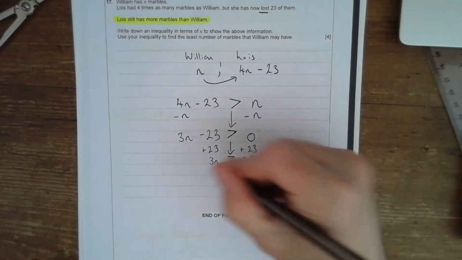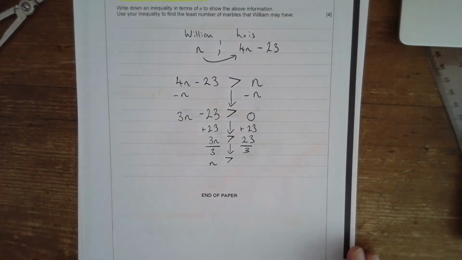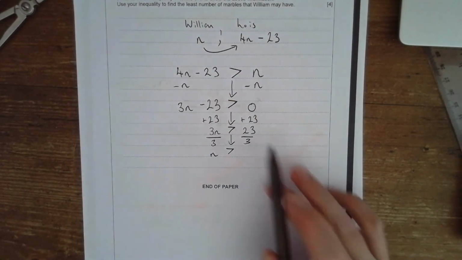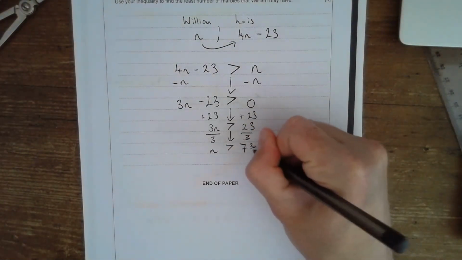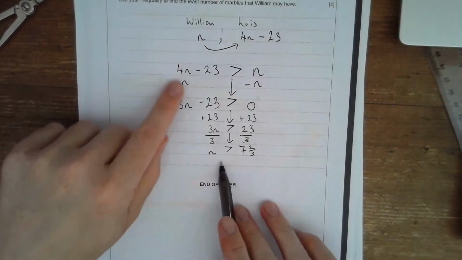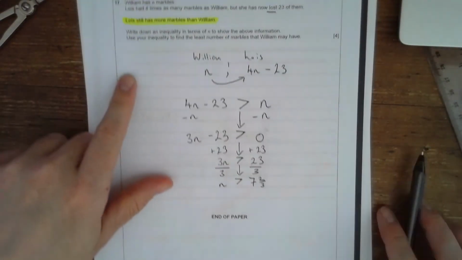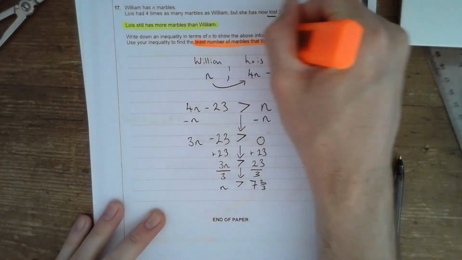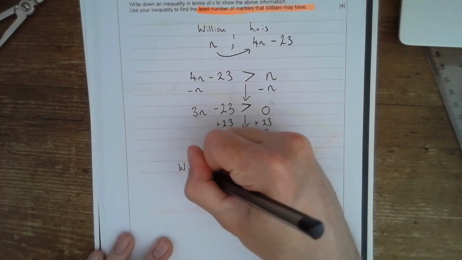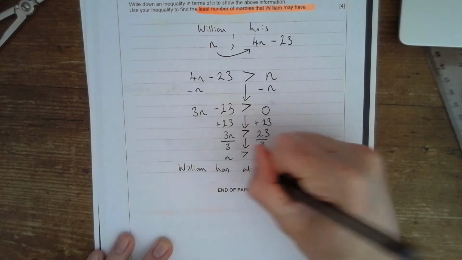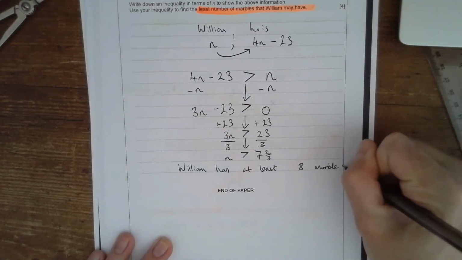And now finally, to get the n by itself, I would divide both sides by 3. Now this requires you to know a little bit of logic in terms of writing a fraction as a mixed number. How many 3's go into 23? 7 remainder 2, so 7 and 2/3. So William's marbles has got to be more than 7 and a bit. Well, he's got to have at least 8. And we're asked to work out the least number of marbles that William may have. So William has at least 8 marbles for that equation to work.